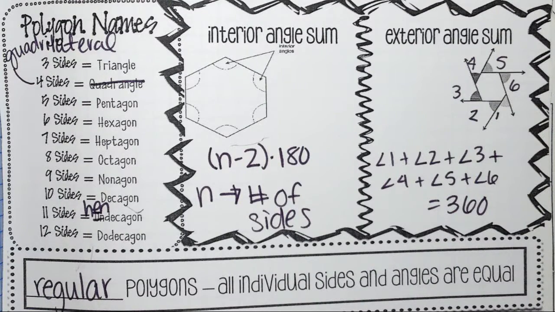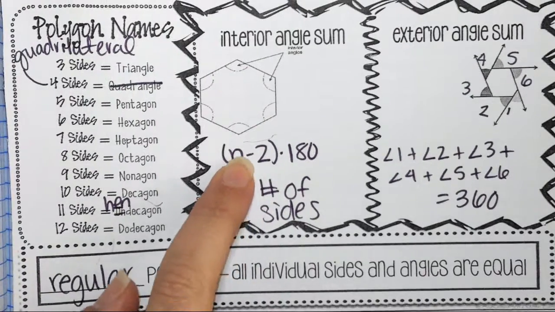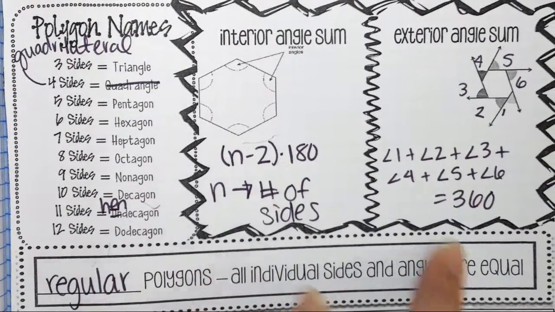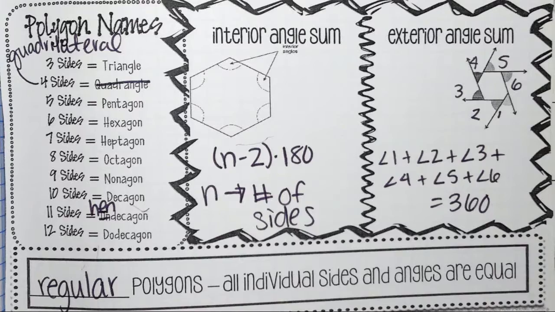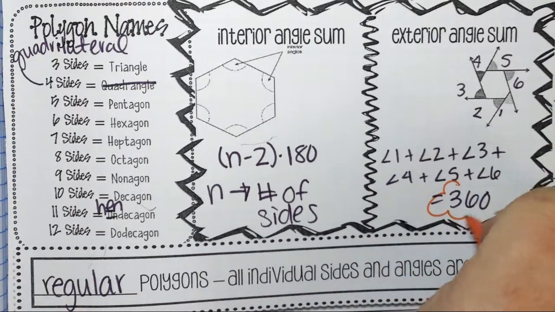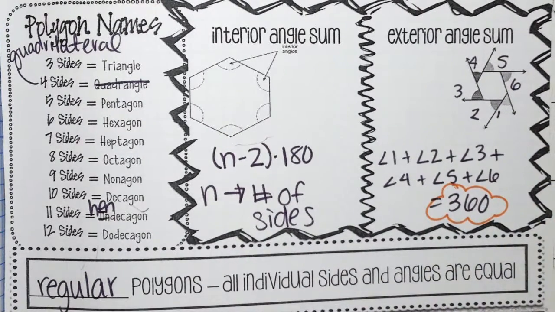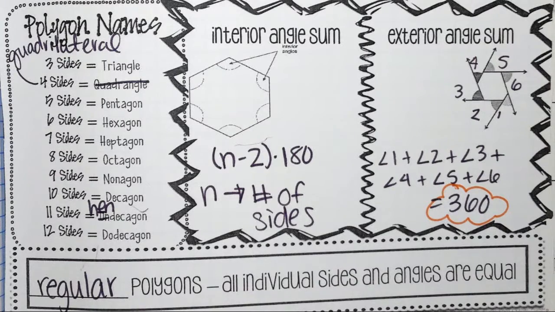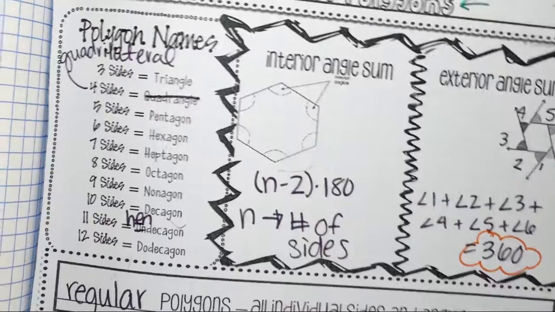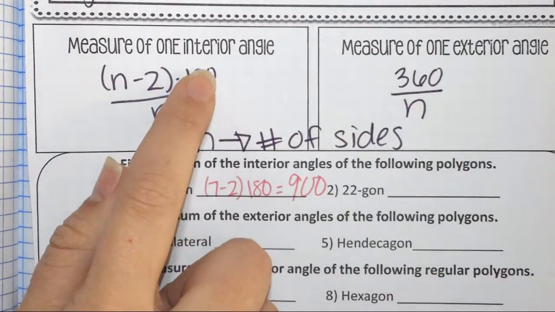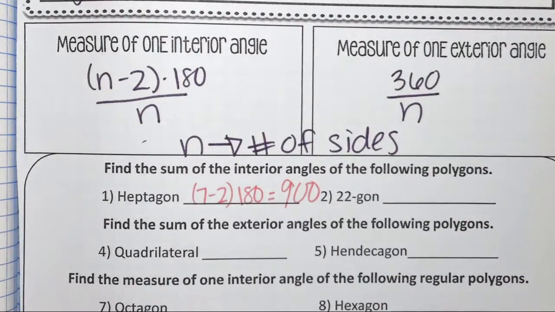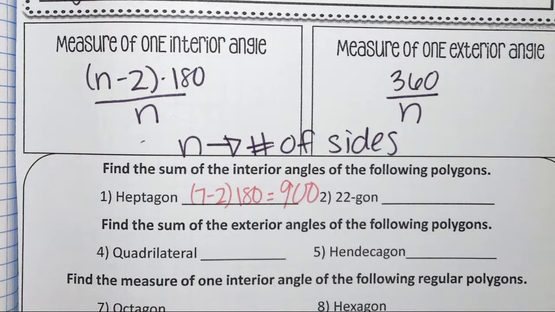So yesterday we talked about the interior and exterior sum of polygons, right? To find the interior sum, you do n minus 2 times 180. The exterior sum is always equal to what? 360. No matter what the polygon is, it is always equal to 360. So to find the measure of one interior angle, we did n minus 2 times 180 and we divided it by n. To find one exterior angle, we did 360 divided by n.